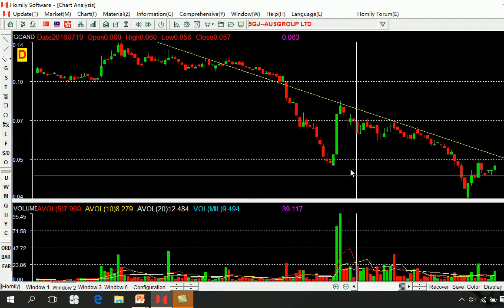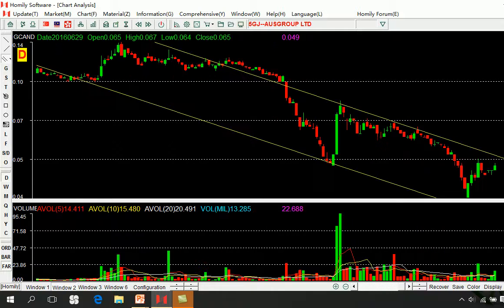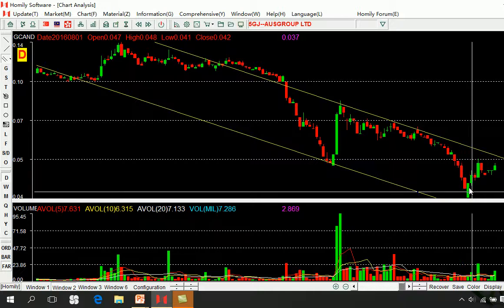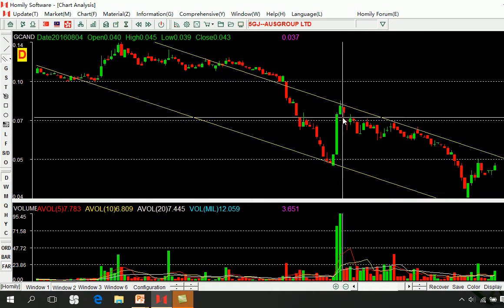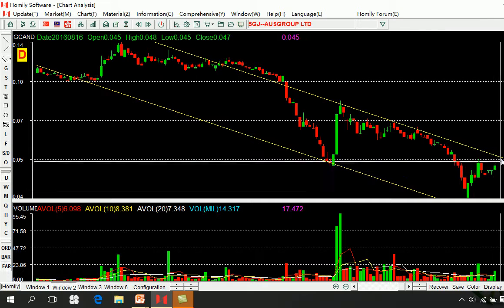So this channel line is effective or not? Yes, it's effective. So when is the good buy point? When you see the price touch the support, here is the buy point, here is the sell point, okay? So if the price touch here, cannot break through, here is another sell point.